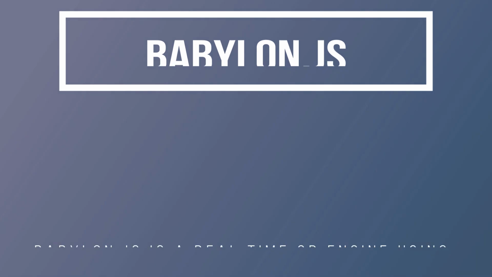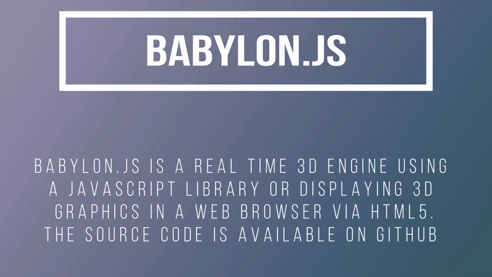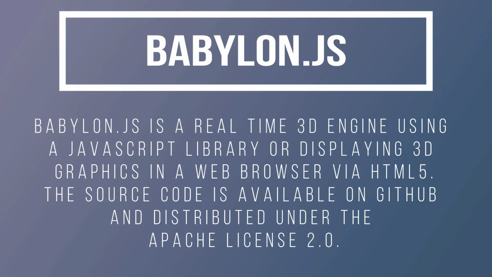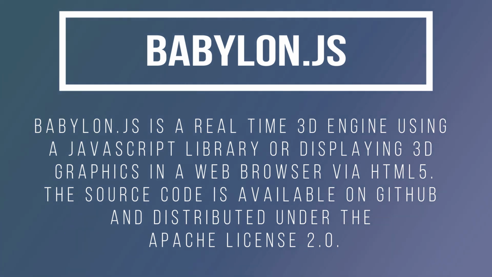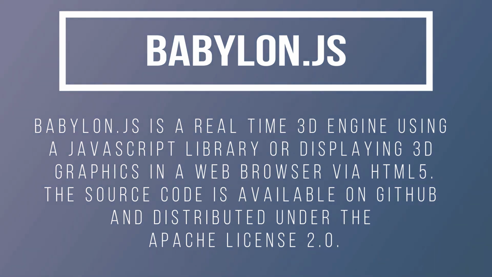So, first of all, what is Babylon.js? Babylon.js is a real-time 3D engine using a JavaScript library for displaying 3D graphics in a web browser via HTML5. The source code is available on GitHub and it is distributed under the Apache License 2.0. I will add the link into the description, also the link for Babylon.js Sandbox, which is a website provided in order to see how it will look in the web browser.